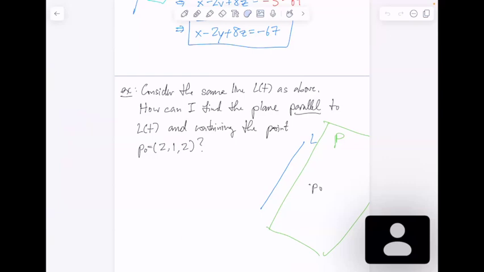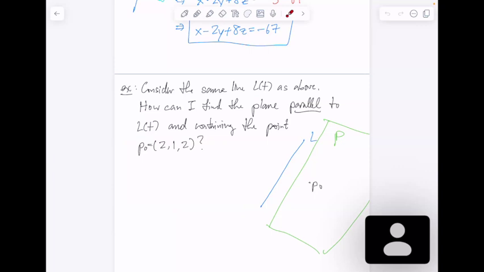So a slight correction I've got to make. I made an error in the formulation of this problem. You now have the same line as before.